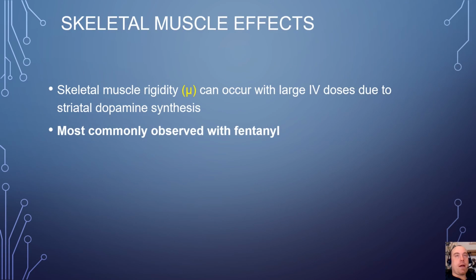Skeletal muscle effects. Skeletal muscle rigidity can occur with large IV doses due to dopamine release, striatal dopamine synthesis, most commonly observed with fentanyl. So not every opioid is going to show this. Okay, because fentanyl penetrates the blood-brain barrier very rapidly, so as soon as it's injected, very, very soon after, it's going to have central effects in the brain there.